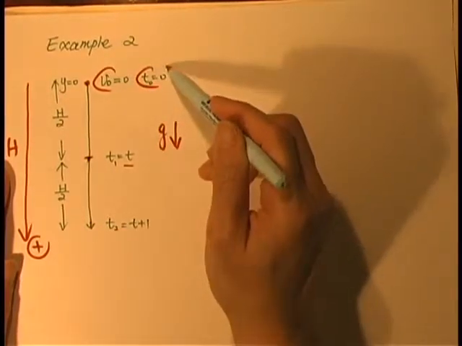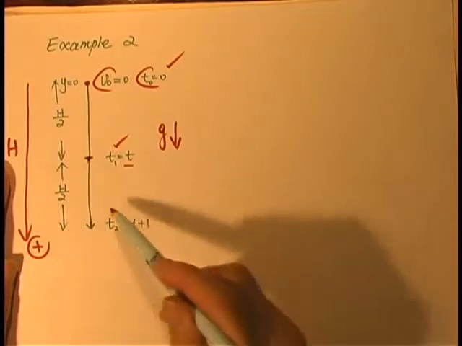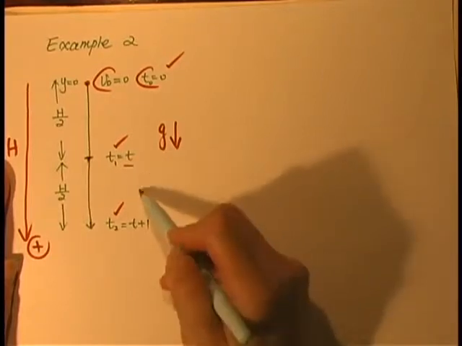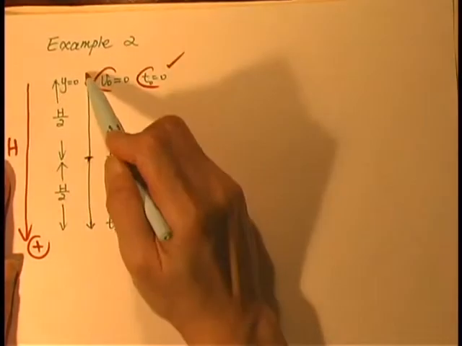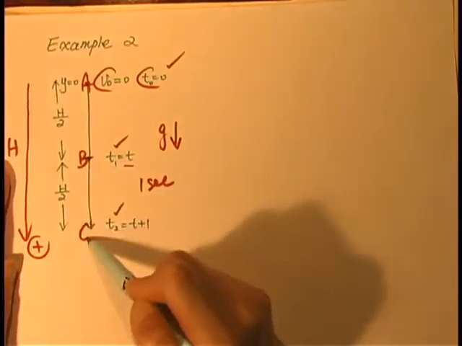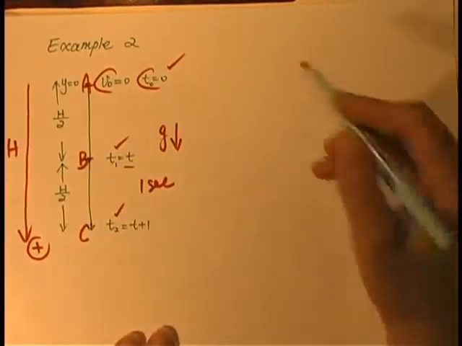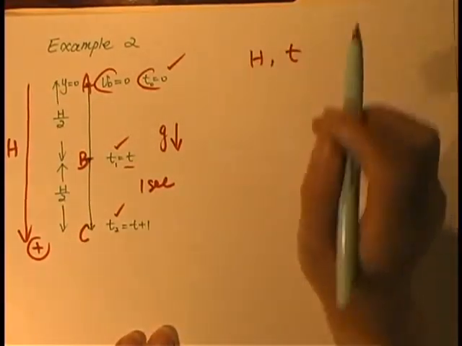Did you see here? Time moment here, t equals 0. Time moment here, t1, is t. Time moment here, t2, is t plus 1. So it takes 1 second. If I name this A, that B, that C, between A and B, t seconds. Between B and C, 1 second. Distance from A to B is half h. From B to C is another half h. Question. What is that h? How long does it take to drop the entire h? So we're going to find h and t. How do we solve that?